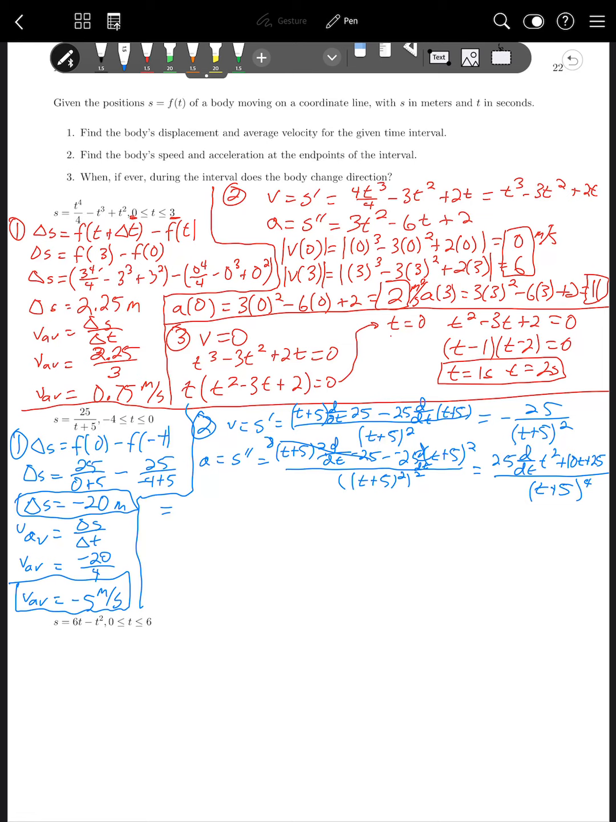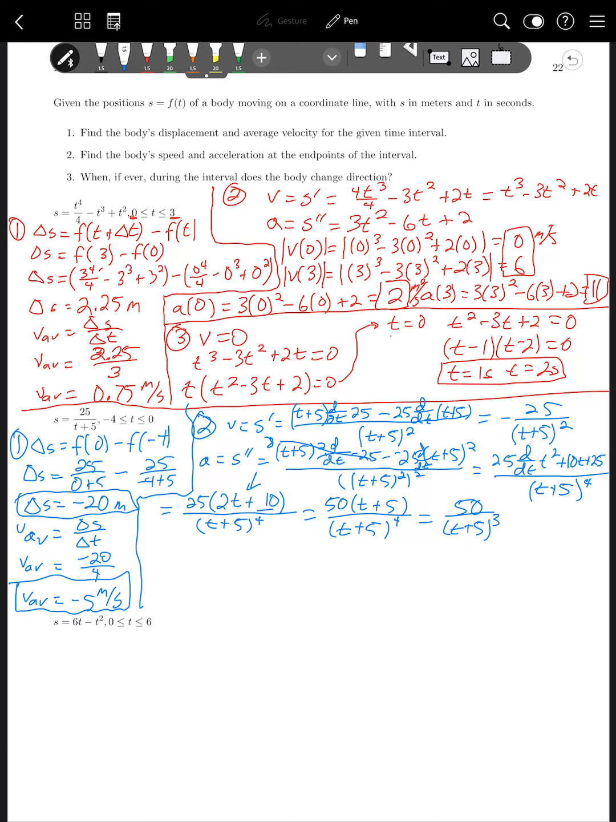Okay, so now let's come over here and keep going with this problem. Now we do the derivative of t squared plus 10t plus 25. So that's going to be 25 times 2t plus 10 all over t plus 5 to the fourth. And now we can simplify this a little bit, because if I factor out a 2 from right here, this becomes 50 times t plus 5 over t plus 5 to the fourth. And now I can cancel out one t plus 5. So this is 50 over t plus 5 to the third.